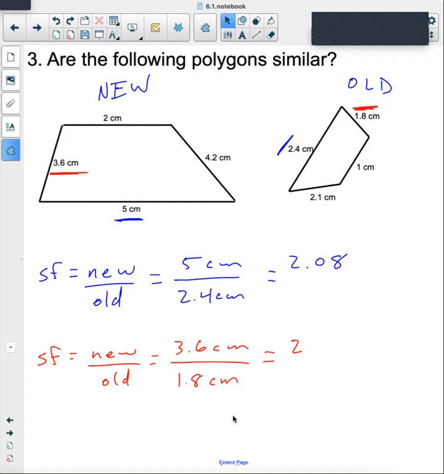Okay, because each side has not been enlarged by the same scale factor, we can go ahead and say that these two polygons are not similar. Okay. So again, just make sure that for polygons to be similar, each side must be enlarged or reduced by the same factor, the same scale factor.